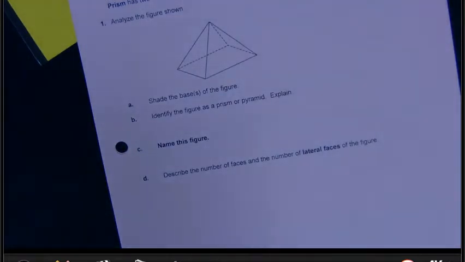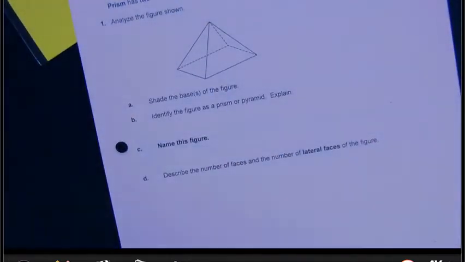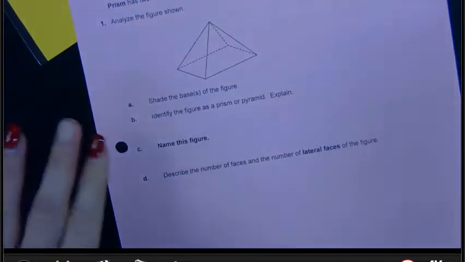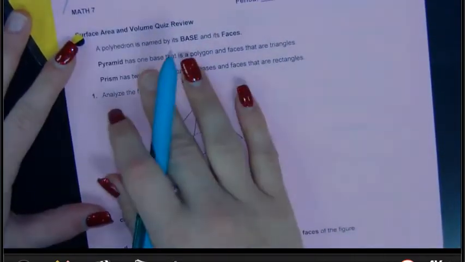Right, if you would please grab out your quiz review. You're going to walk through this. Okay, so surface area and volume quiz review.